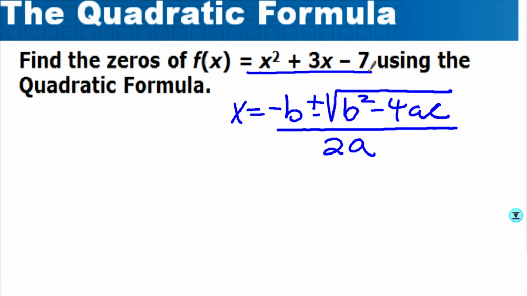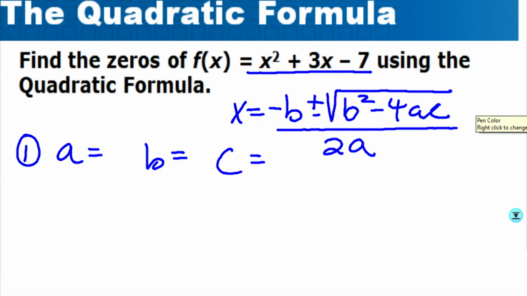The first step is identifying a, b, and c in our quadratic equation. And recall, this is in standard form, or notice that it's in standard form. So my a is my leading coefficient, and notice when there isn't one, it's understood to be 1, the number 1. And then my b is my next coefficient, which is 3. And then my c is my constant term with its sign, and it's negative 7.